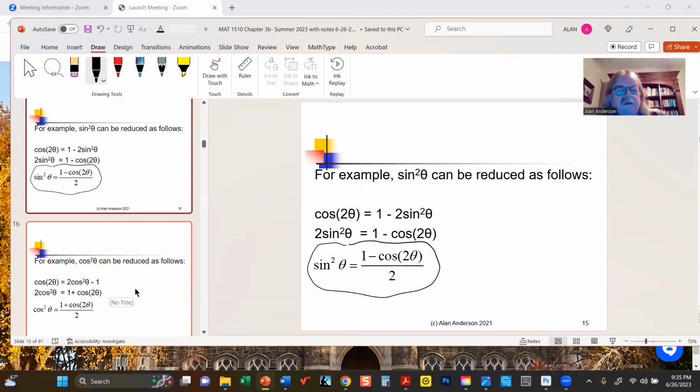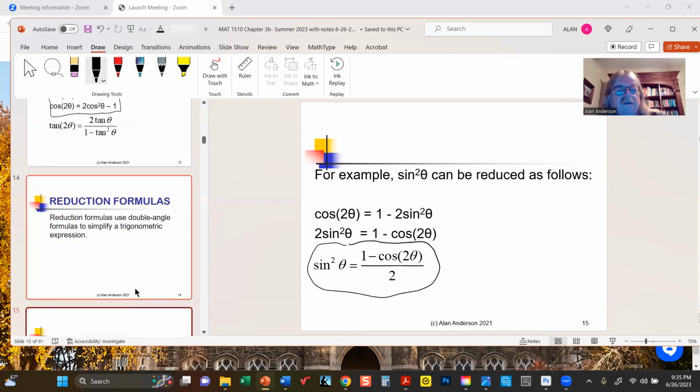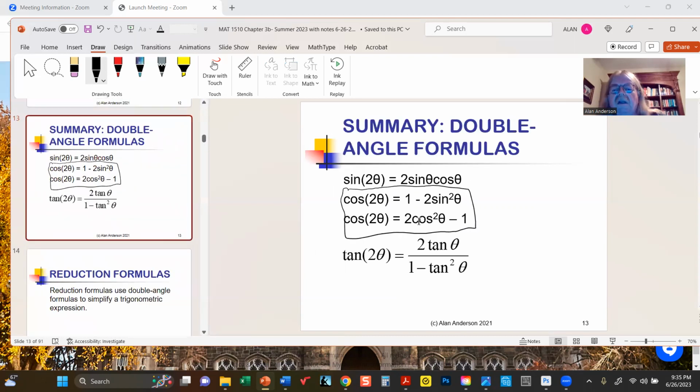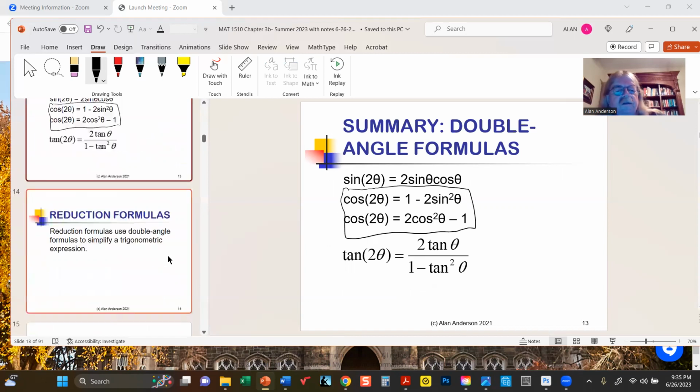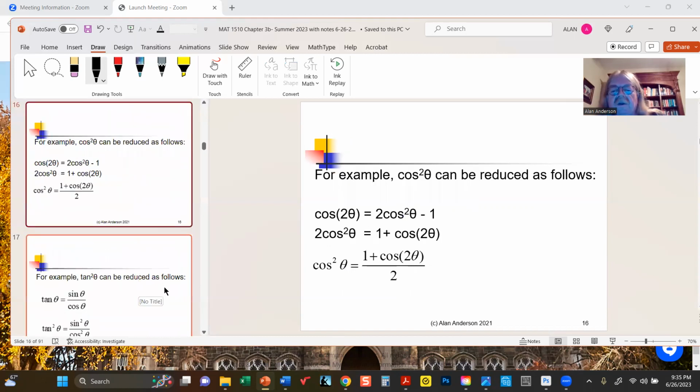What about this one? Now, this is the second equivalent cosine double angle formula, 2 cosine squared theta minus 1. And what can we do with this one? We can rearrange it algebraically and solve for cosine squared theta equals 1 plus cosine 2 theta over 2.